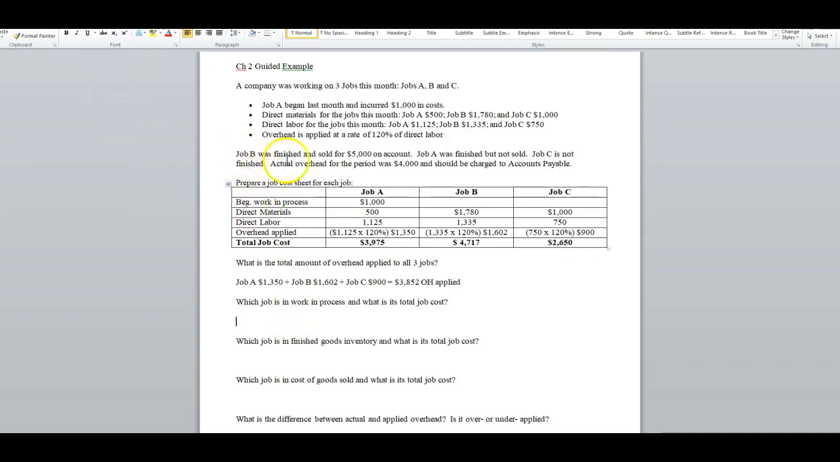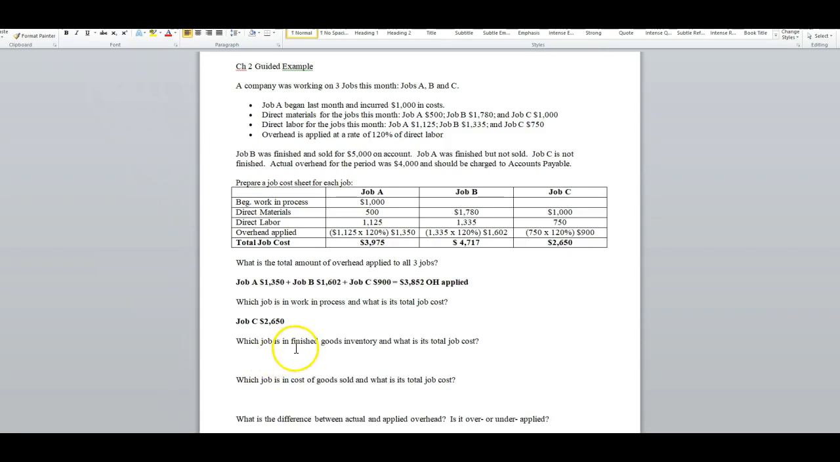So remember, it says job B was finished, job A was finished, job C was not finished. So which job is in work in process and what is its total job cost? That's going to be job C, because job C has not been finished. So job C is in process, and the total cost of that job is $2,650, and that comes from the direct materials, direct labor, and overhead from this period. I'll just make those bold so we can see them a little better.